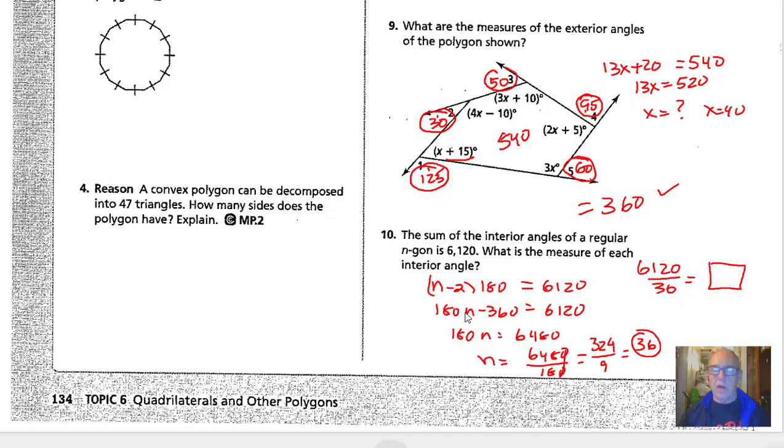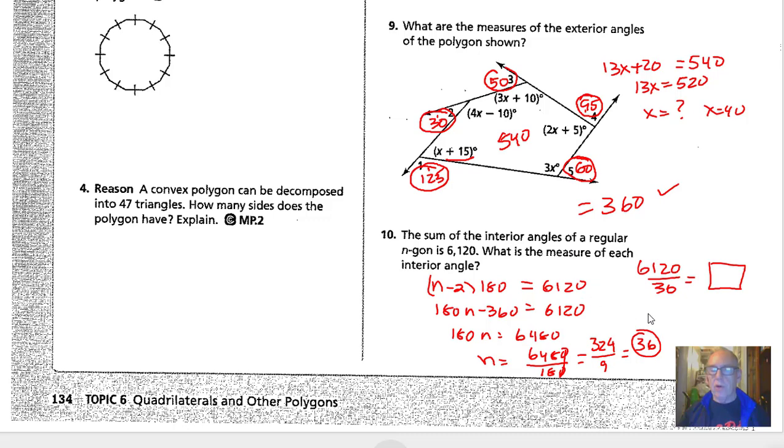So when we simplify that, let's see what we got. We can actually solve for n. n is going to come out to be 36. So I solved it for n, add 360 to both sides, divide by 180, and it comes out that n is equal to 36. So this is a 36-gon.